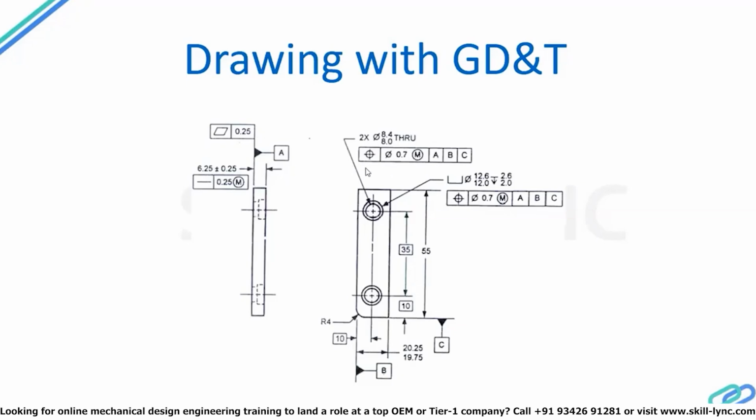Try to read this particular feature control frame, wherein we are trying to position the axis of the cylindrical hole within a cylindrical tolerance zone of 0.7 mm at maximum material condition, with respect to datums A, B, and C. So A is the primary datum, B is the secondary datum, and C is your tertiary datum.